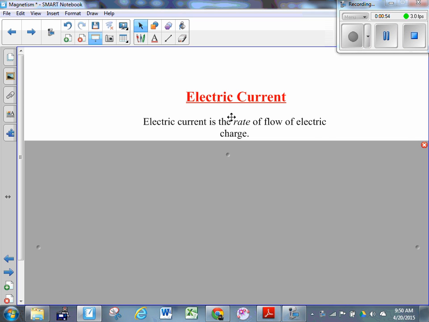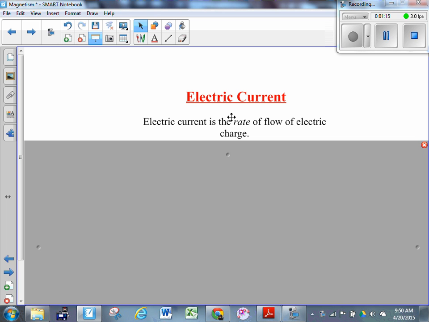Electric current is a flow of electric charge. Specifically, it's the rate of flow of electric charge. How quickly the charges are flowing, not the speed of the charge. If you're standing on the side of the highway as a police officer with a radar gun, you're measuring the speed of the cars that are going by. That's not analogous to electric current.